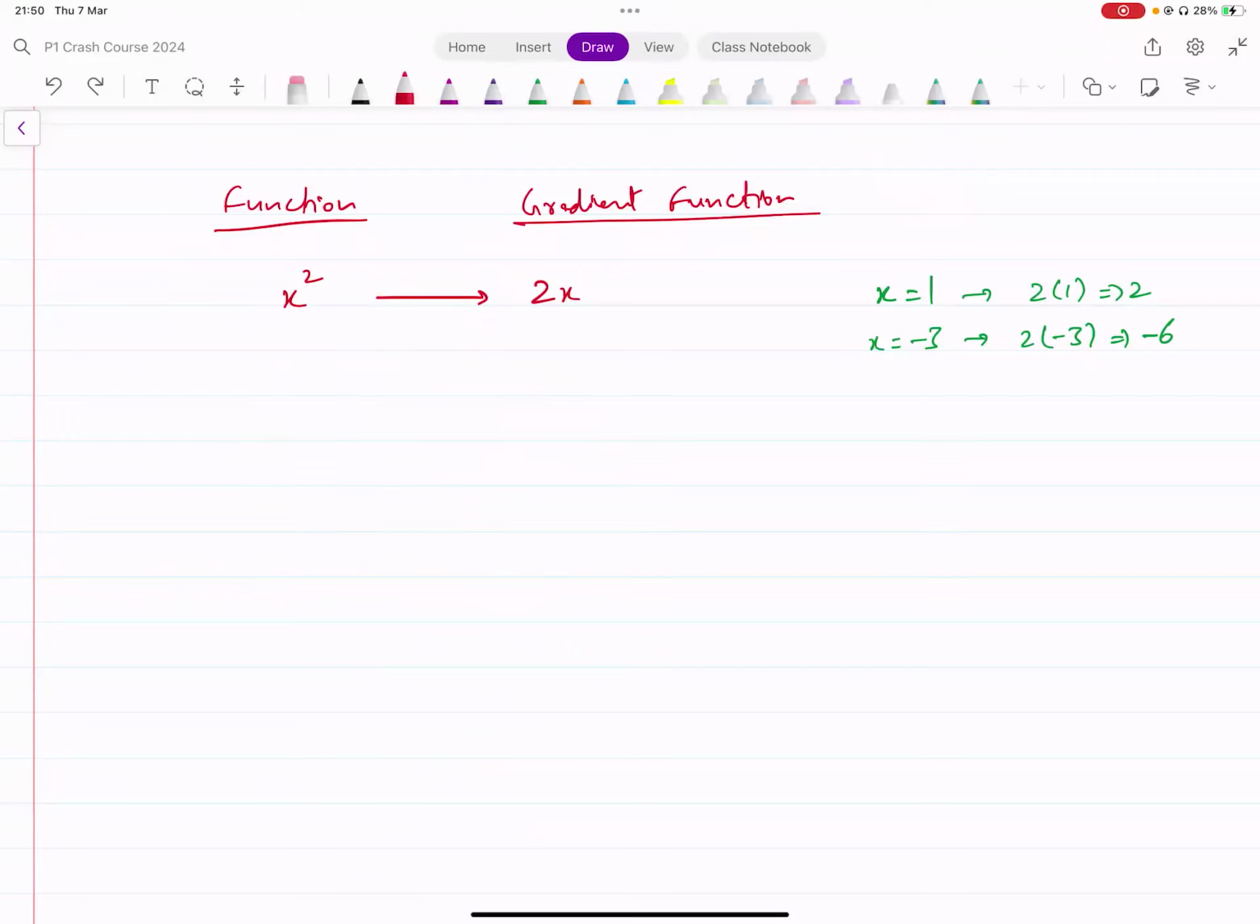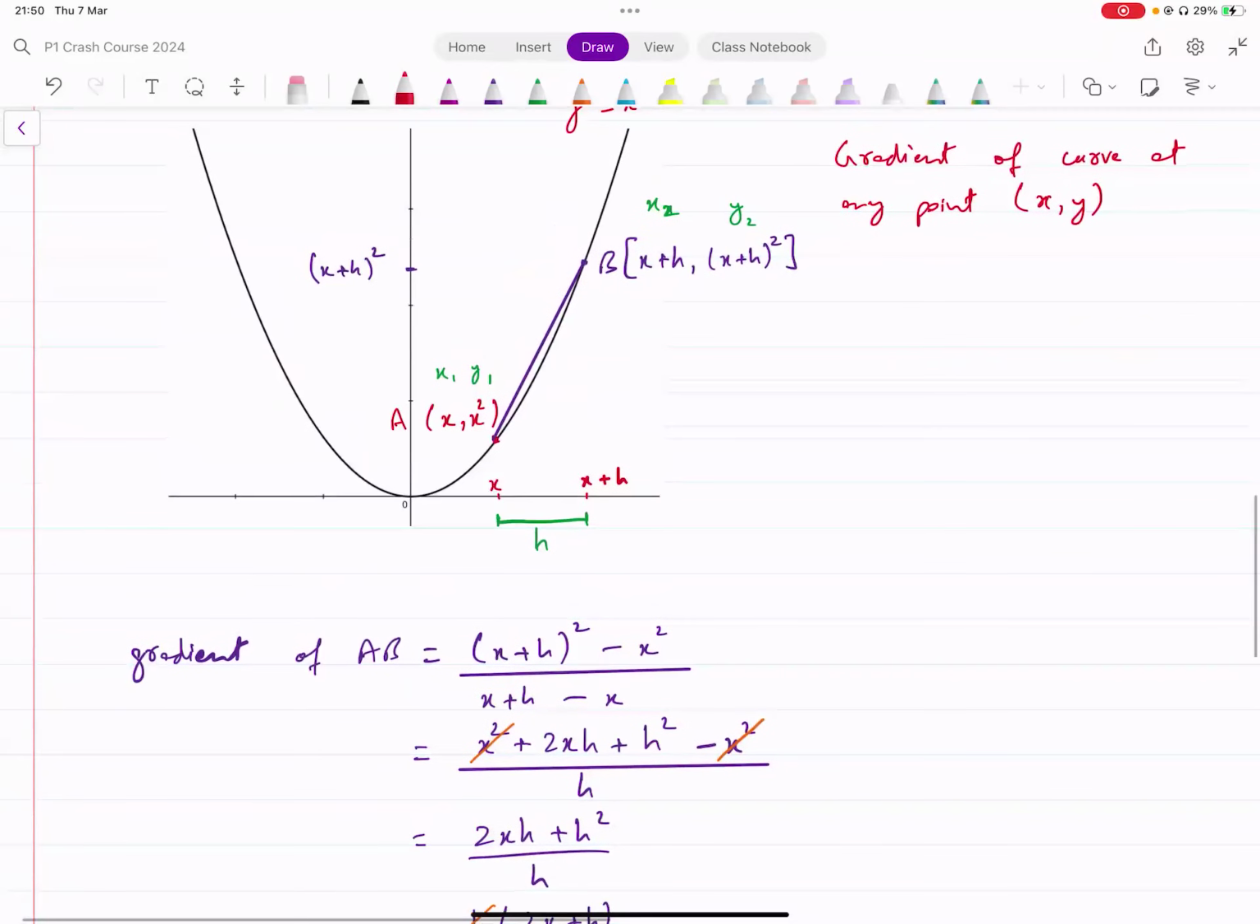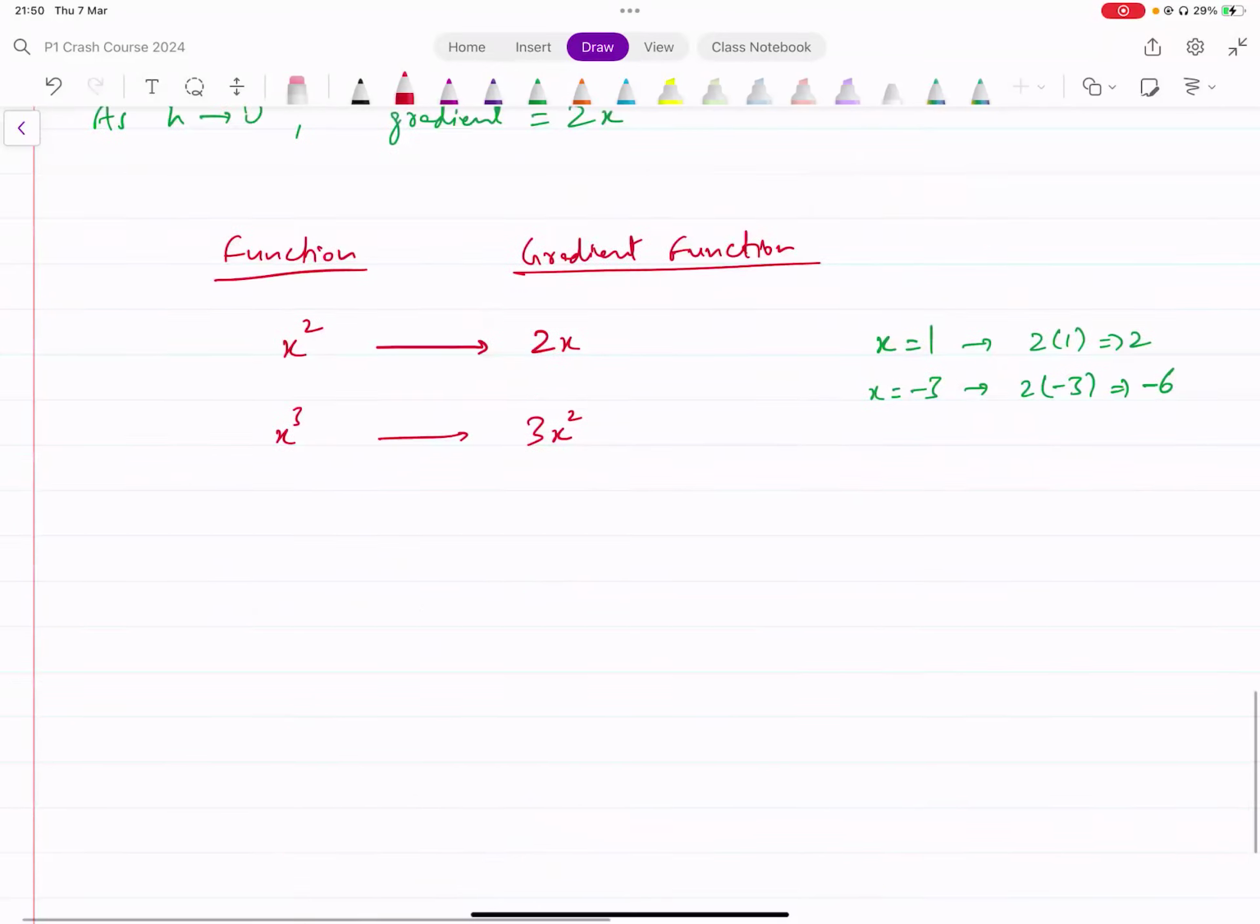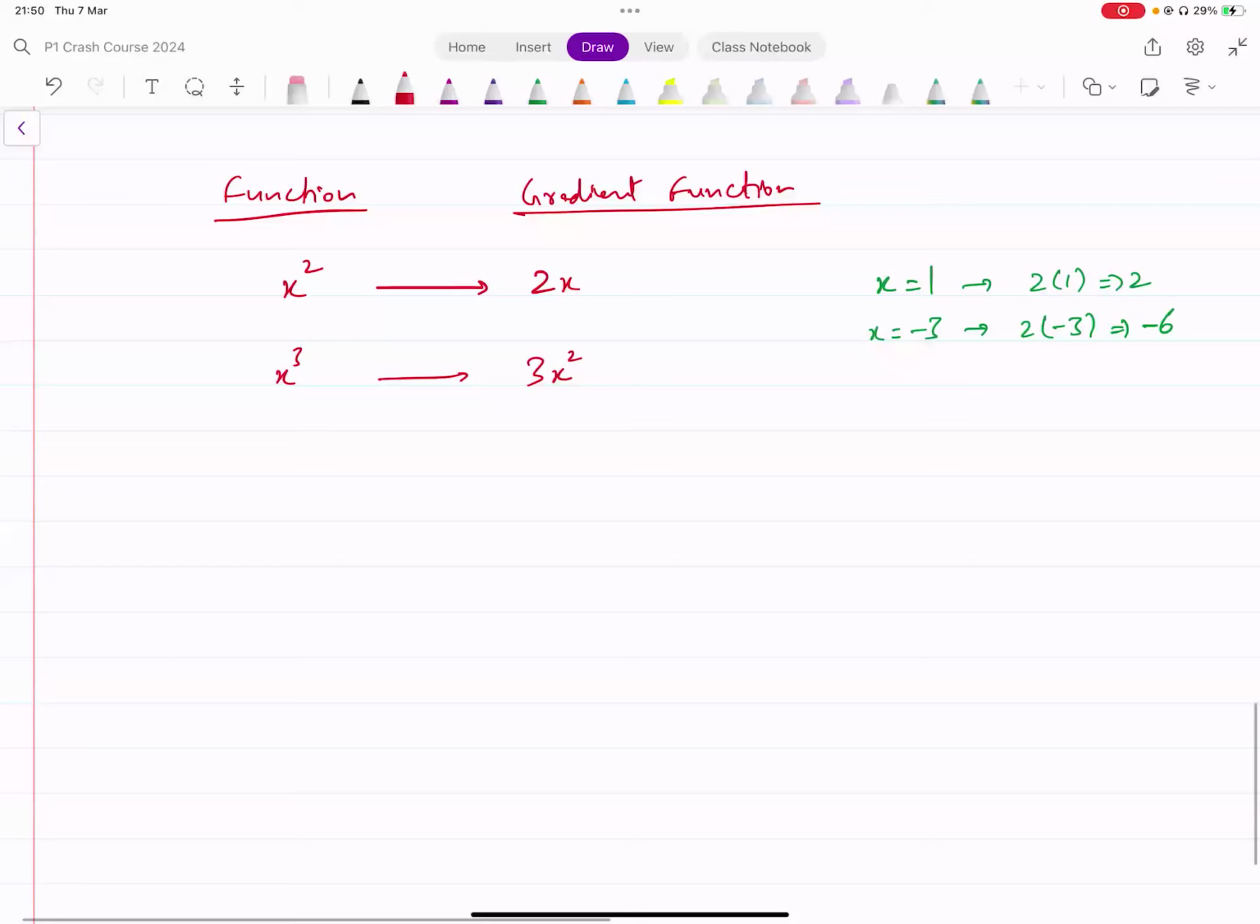Now, if we were to repeat this whole process for another function, which is x cubed, you would get 3x squared for that. So repeat this exactly same process on that. That will give you 3x squared. If you do that with x raised to power 4, that will give you 4x cubed. If you do that process with x power 5, that's going to give you 5x raised to power 4.